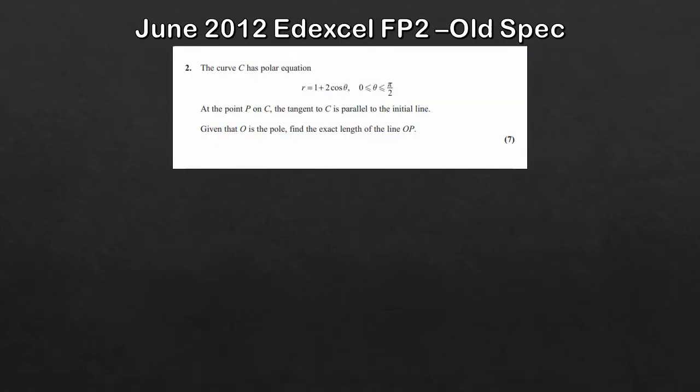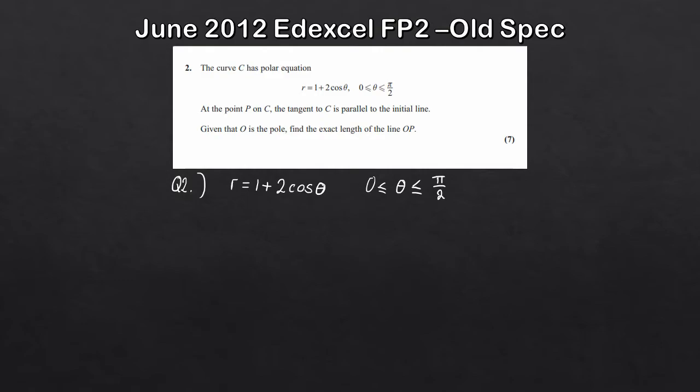These next 2 questions now are again pretty standard exam type questions. So this is taken from one of the old exam questions from the old exam board, also the old exam specification. So question 2 here, you're given a polar equation, r equals 1 plus 2 cos theta, and we're told theta lies between this restriction here of 0 and pi over 2. So we're given a bit of information. We know at the point P on C, the tangent is parallel to the initial line, so that's quite important.